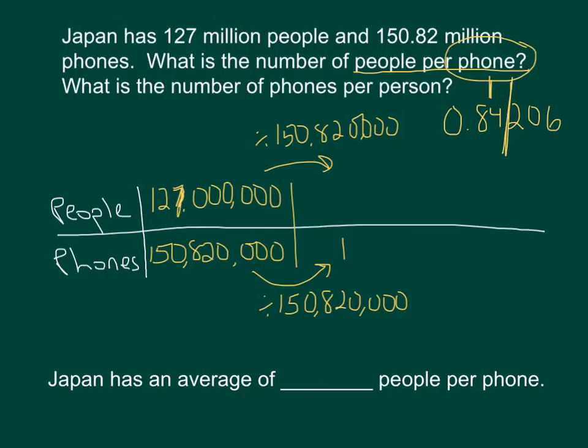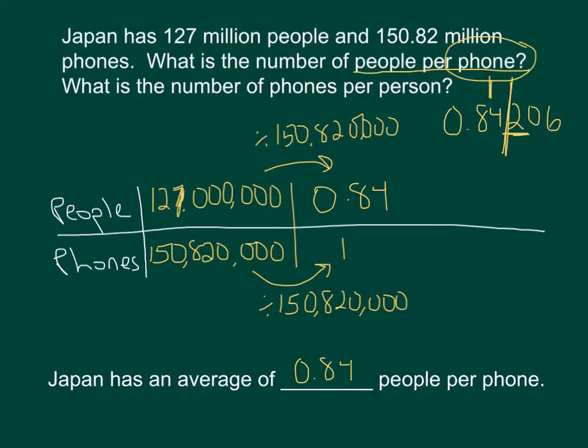I need to look at this number to figure out what to do with the 4. So the 2, because it's a nice little number, anything less than 5, that means I'm leaving the 4 alone. So my answer is 0.84. So that means Japan has an average of 0.84 people per phone.